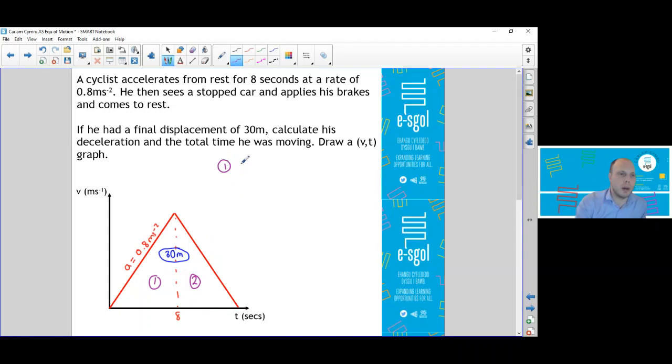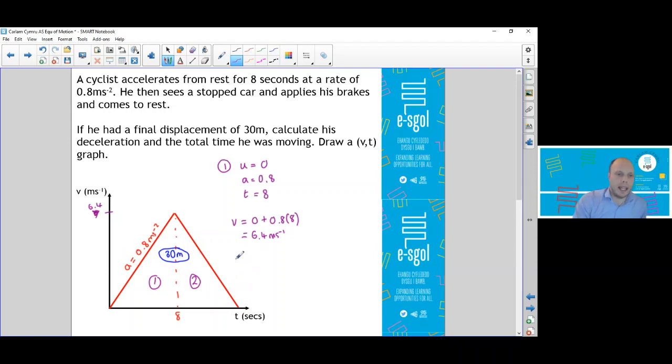So section number 1, we know that U is 0, A is 0.8, and T is 8. Now, what are we interested in? It's going to be handy if we know the maximum velocity there, and given that we know the total area is 30, if we find the area of just section 1. So I'm going to start with V equals U plus AT again. That's 0 plus 0.8 lots of 8, which is 6.4. So that goes up here, 6.4. Anything you work out, add it to your diagram somewhere.